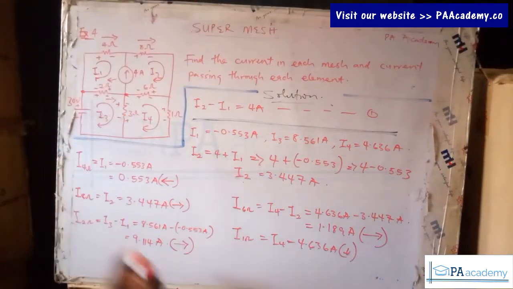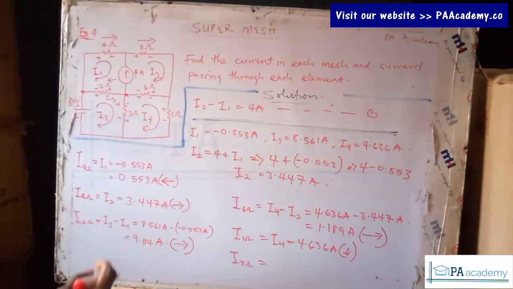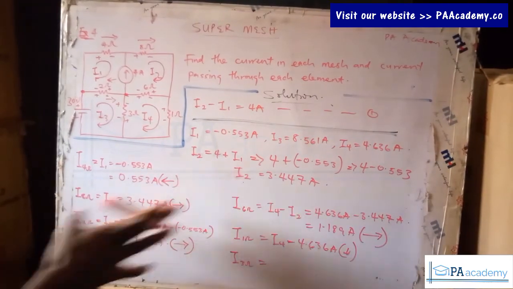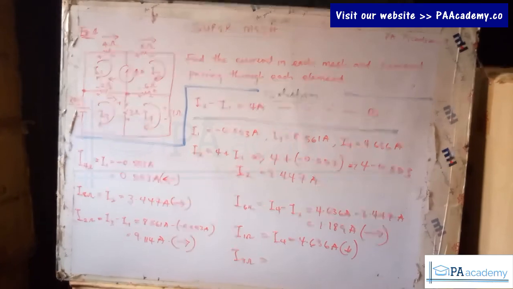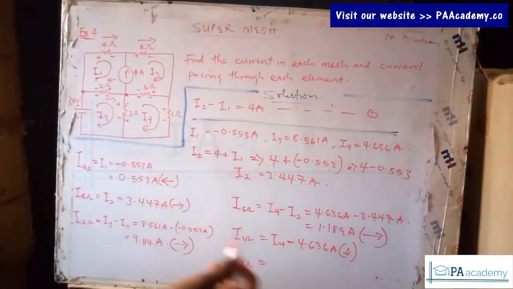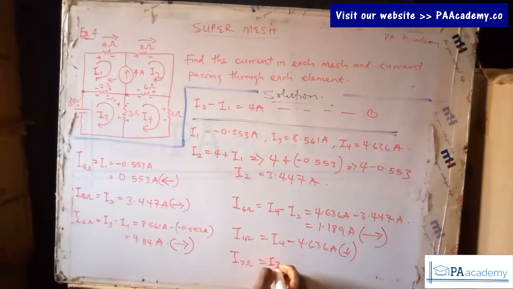So now let's look at that of the 3 ohm, which is the last one. You can pause the video and attempt this based on what I've explained here. There are 2 currents flowing through it, which are I4 and I3. So let's look at I4 and I3. We can see that I3 is higher than I4. So the current flowing through this 3 ohm resistor will be what? I3 minus I4.